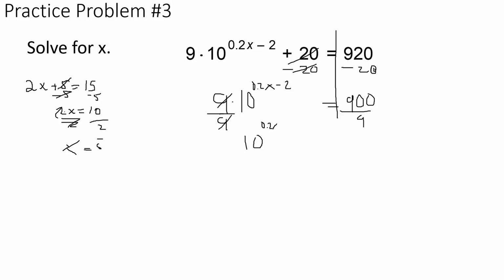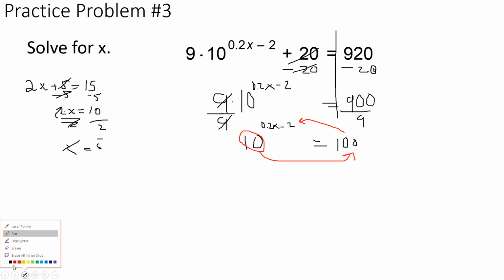And now, because this is a 10 and not an e, I'm going to make this into a log. So one more time, the transformation from an exponential to a logarithmic function is that this is your base, this is your inside, and this is what it equals to. Okay? So we write log base 10 of 100 is equal to 0.2x minus 2.